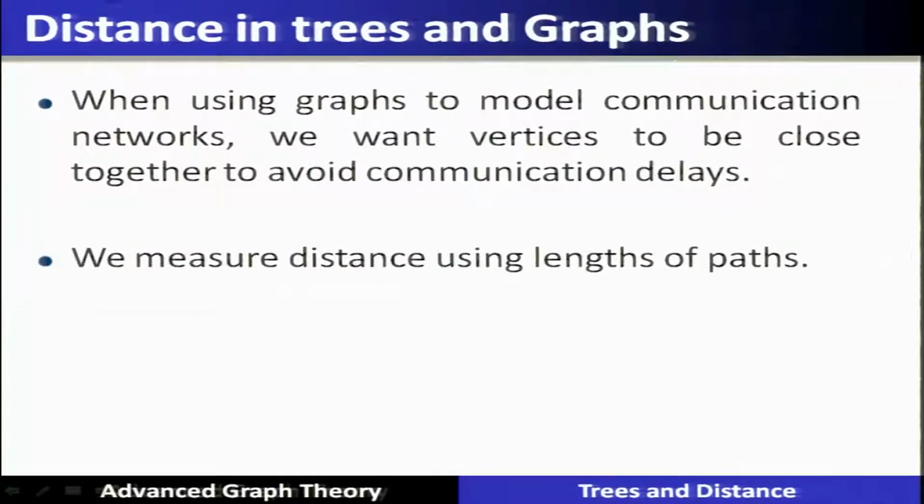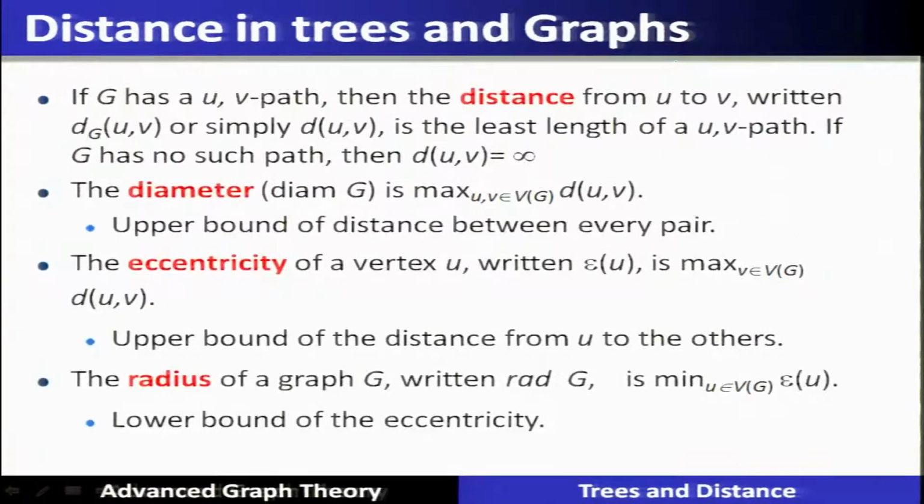Distance in trees and graphs. When using a graph to model a communication network, we want vertices to be close together to avoid communication delay. We measure the distance using the lengths of paths. If G has a uv path, then the distance from u to v, written d(u,v), is the least length of a uv path. If no such path exists, then the distance is infinite.